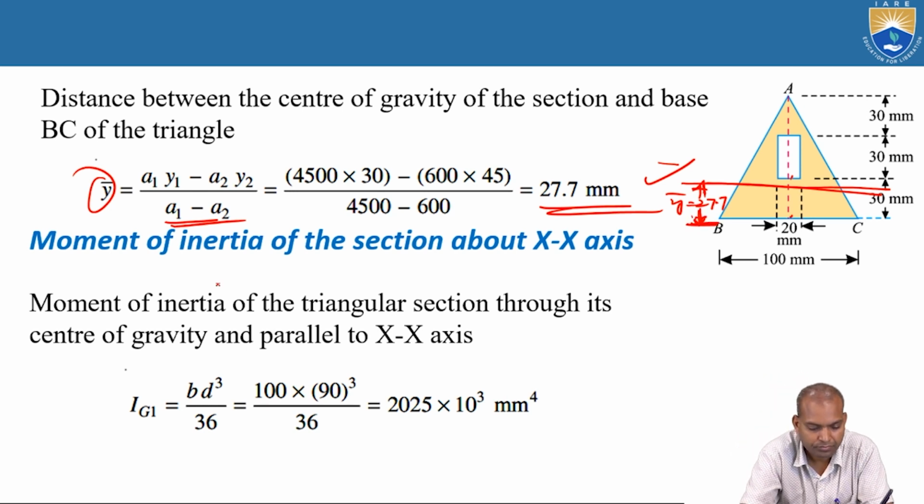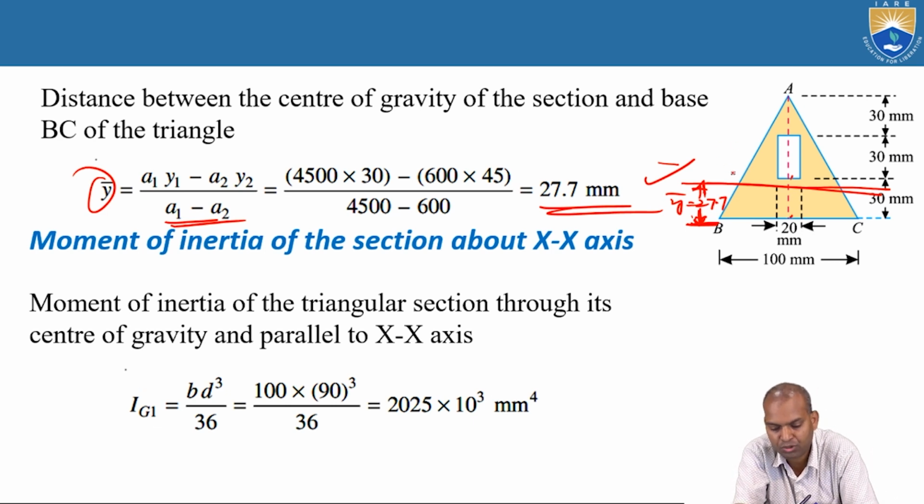Now, we want the moment of inertia of this triangular section through its center of gravity and parallel to the x-axis. First the triangular section, then we go for the rectangular section, and subtract the rectangular section from the triangular section. Then you obtain the hollow section of this whole section. Now Izz1, that is bd cubed by 12.